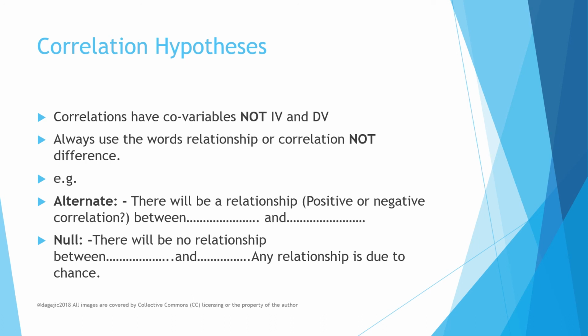One other thing you might be asked to do in the exam is to write a correlational hypothesis. Remember, correlations have covariables, not an IV and a DV, and you must use the word relationship or correlation, not difference, because you're not looking for a difference, you're looking for a relationship. So your alternate hypothesis, there will be a relationship, positive or negative correlation between blah and blah. If you just say there's a relationship, then it's a non-directional hypothesis. If you say it's going to be a positive or negative correlation, then it's a directional or one-tailed hypothesis. And our null hypothesis, there will be no relationship between blah and blah. Any relationship is due to chance.